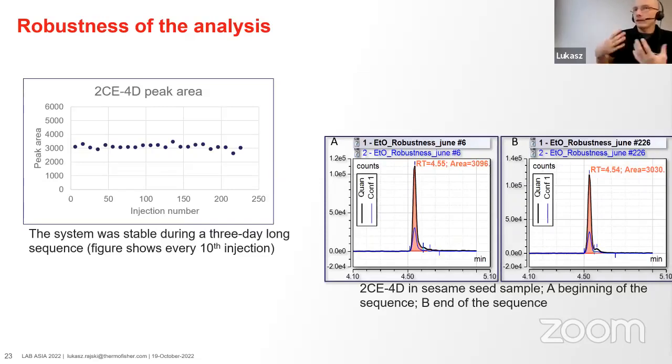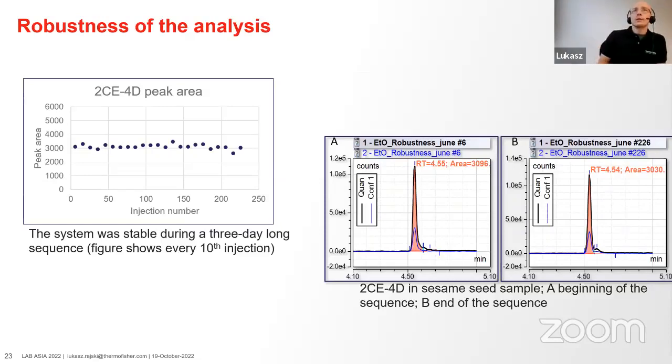So we have fewer problems with maintenance, and fewer problems with robustness. To check the robustness, we decided to inject those 10 samples that you have seen on the previous slide. We injected them over 3 days, again and again, so we injected the entire sequence 23 times.